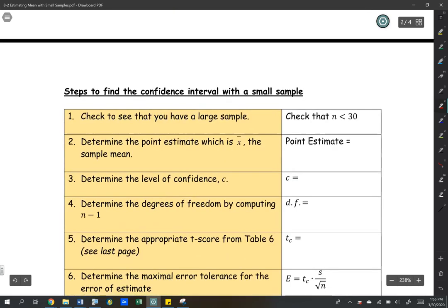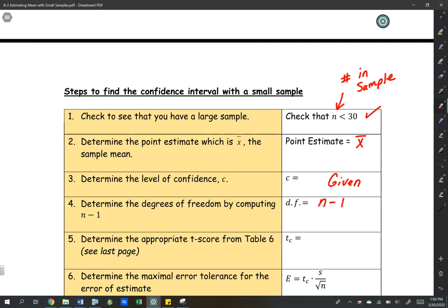All right, here are the steps that we would use to find a confidence interval for a small sample. First, we're going to make sure that we have a sample size less than 30. Then we're going to determine what the point estimate is. It's going to be a given value, x bar. We'll be given the confidence level, just like when we did large samples. We'll calculate the degrees of freedom based on n. Remember, n is the number in the sample. Just make a note here, n is the number in the sample. The degrees of freedom will be n minus 1.